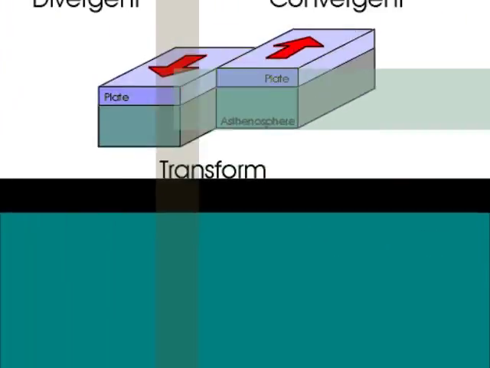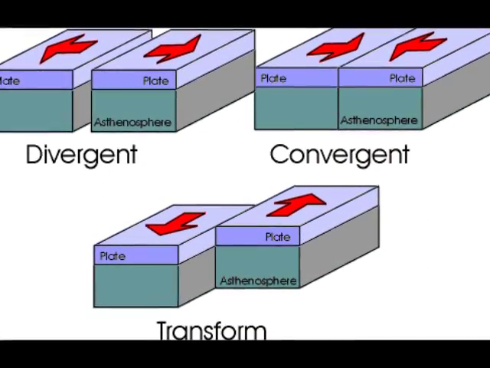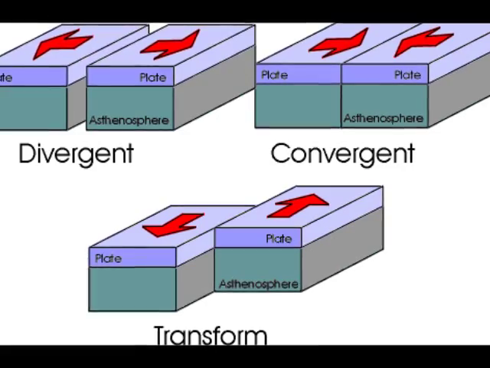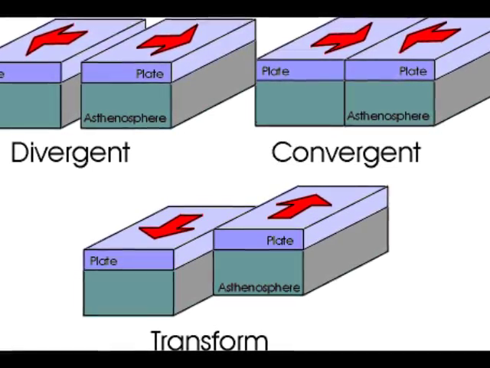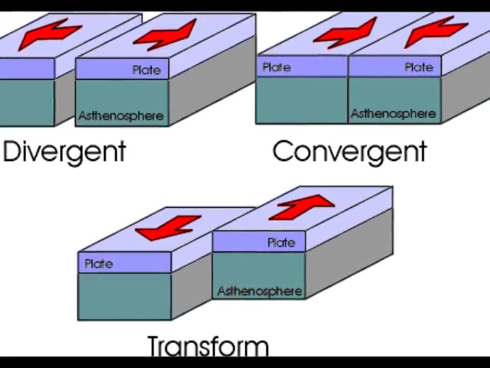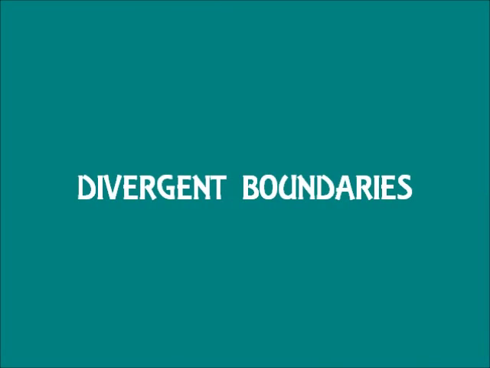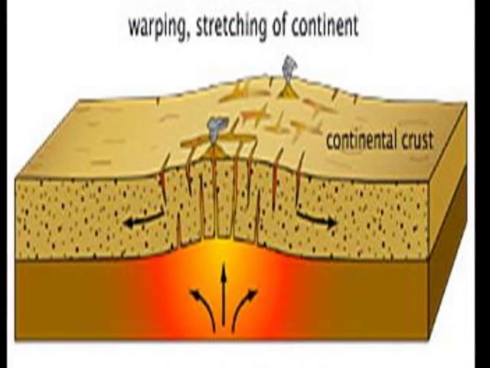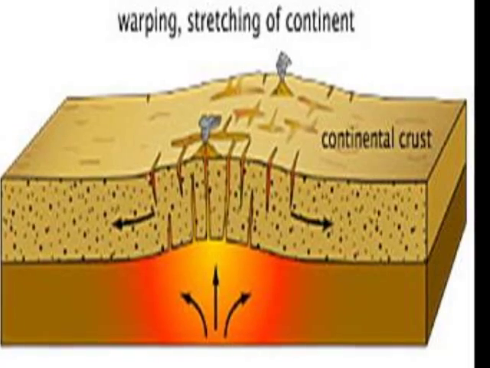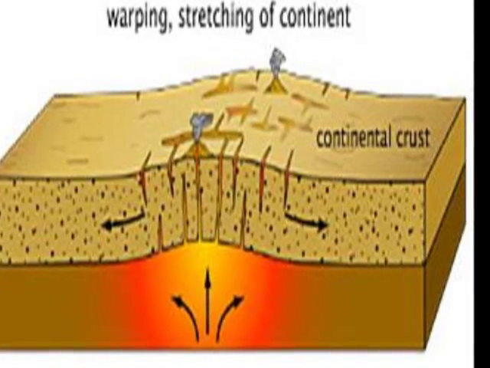The three main types of plate movement are divergent, convergent, and transform boundaries. Hotspots, although not in this picture, are still useful to know. The process of divergent boundaries between continental plates has a couple of steps.